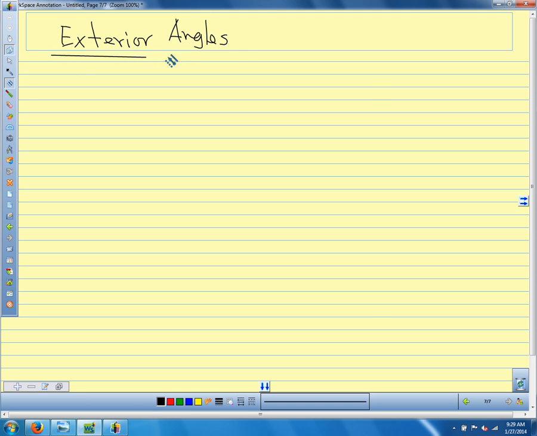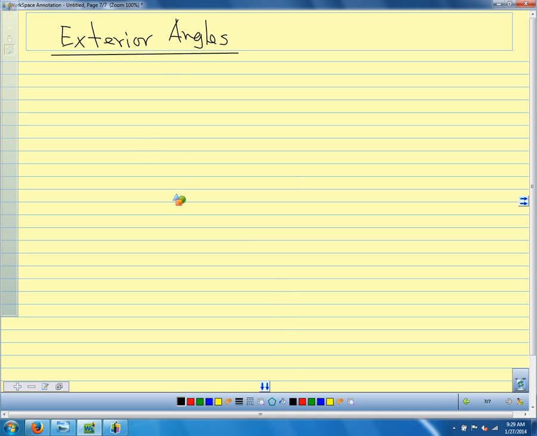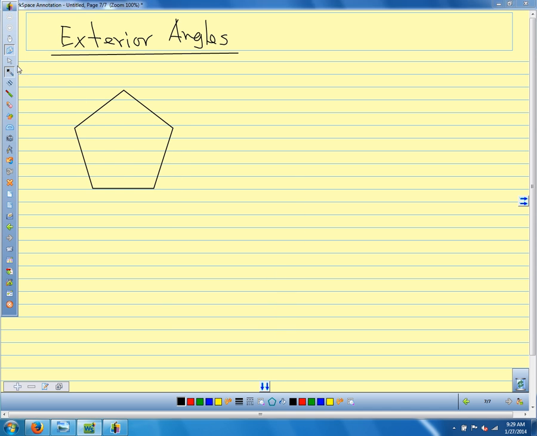We've talked about exterior angles of triangles. Now we're going to talk about exterior angles of polygons. So let me draw a simple polygon, and we will talk about where the exterior angles are.